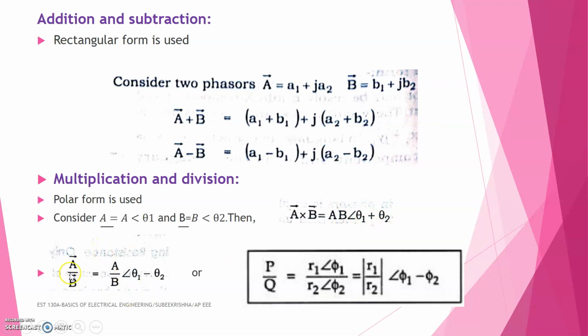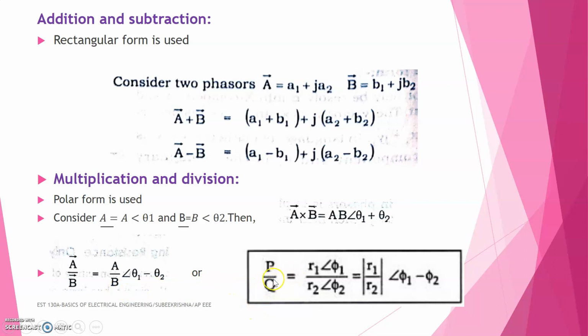In the case of division, here we are going to do the division, that is A by B, which is equal to, we should divide the magnitudes first, that is A divided by B, and then find the difference between these two phase angles, theta 1 minus theta 2.